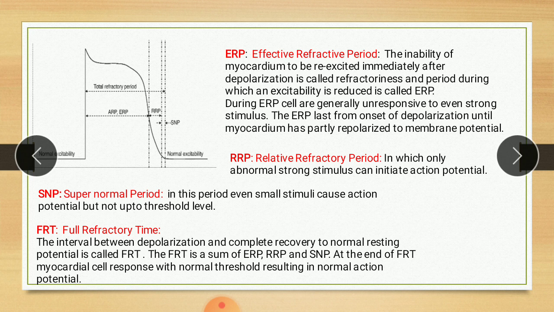The interval between depolarization and complete recovery to normal resting potential is called FRT. FRT is the sum of ERP, RRP and SNP. At the end of FRT, the myocardial cell responds with normal threshold, resulting in a normal action potential. So it is a combination of the above three. These are some of the terms used in arrhythmia and antiarrhythmic agents.